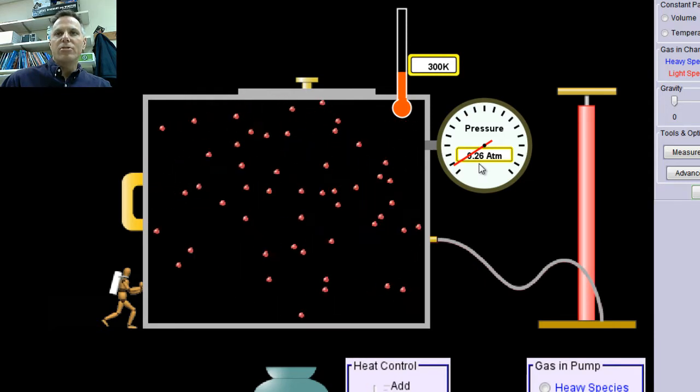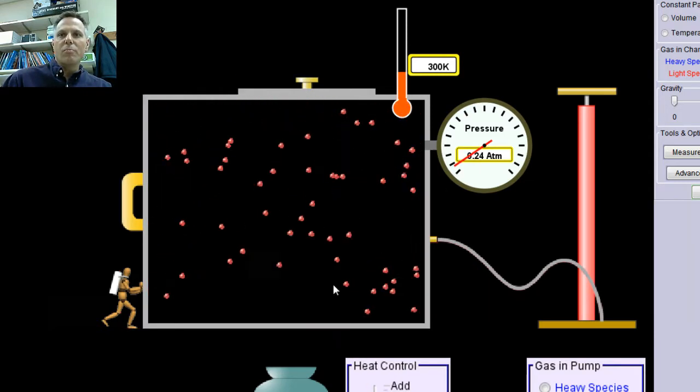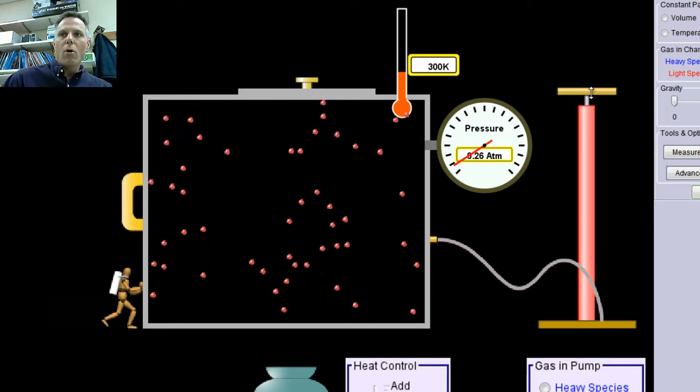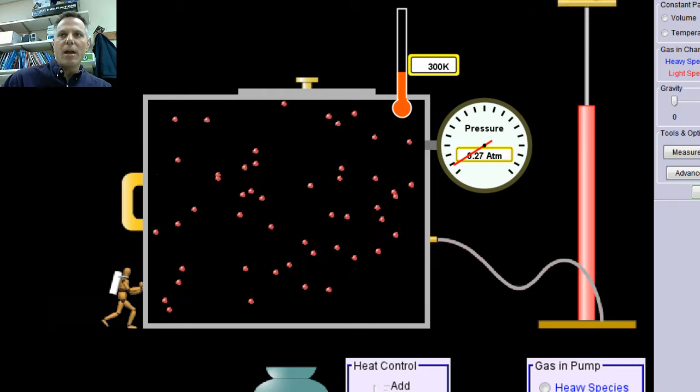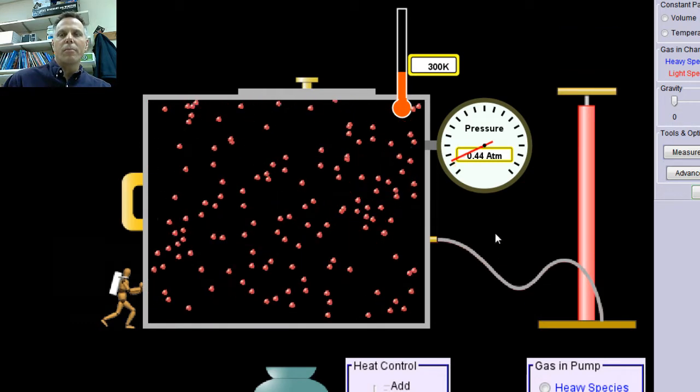It's higher than 0 because the pressure is the simultaneous collision of all these molecules hitting the inside walls of the container. And if I were to add more molecules, the pressure would go up. So I'm going to add more molecules. There, I'm adding more molecules, the pressure went up.